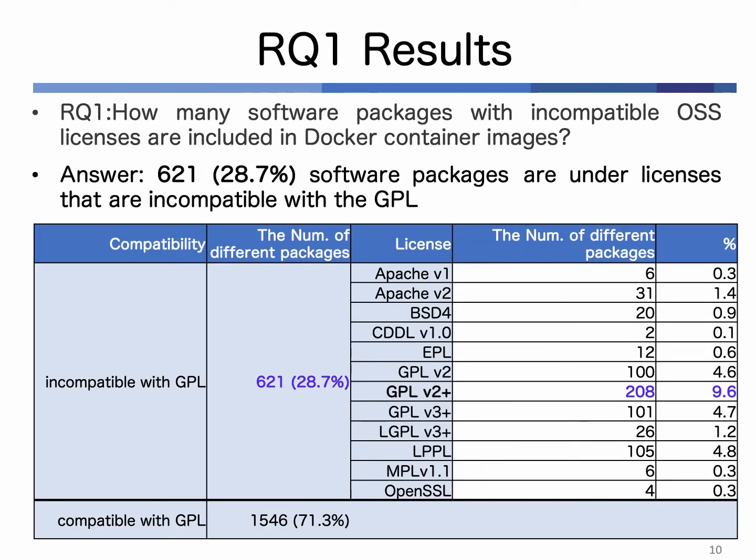This section describes the result of research question 1, how many software packages with incompatible OSS licenses are included in Docker container images. We found 2,167 different packages in the dataset. The table shows the number of the packages with GPL incompatible licenses found in container images. As a result, 621 software packages, 28.7% of the total, had licenses that require attention to GPL compatibility. GPL version 2 Plus was the most common incompatible license found.